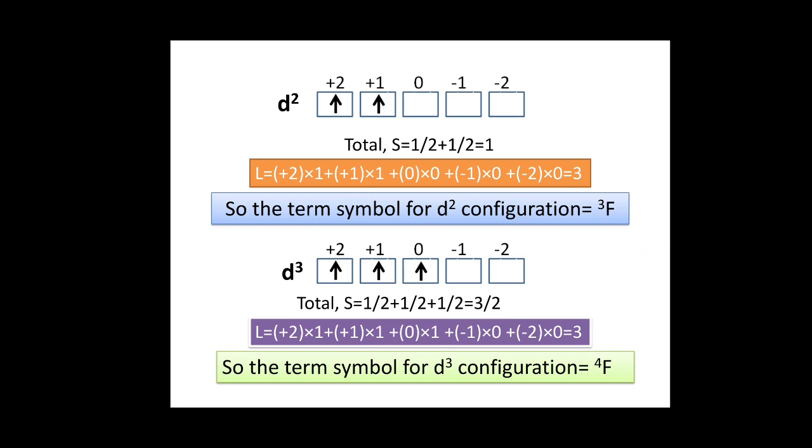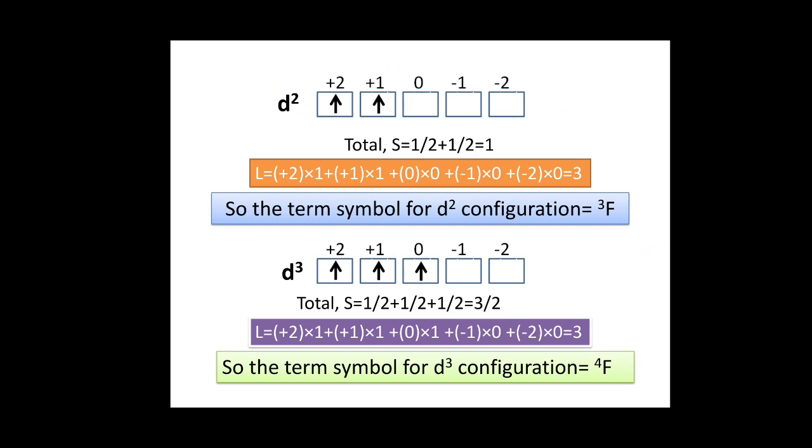Similarly, if you do for the d3 electronic configuration, you have added another electron in the ml equal to 0 state. Now the total spin is, because there are 3 electrons, half plus half plus half. Finally you will get 3 by 2. Now the L value you can calculate exactly in the same way, and if you do it, you will see that you will get the value of 3. Now for L equal to 3, you will represent it by capital F. So the term symbol is 4F.